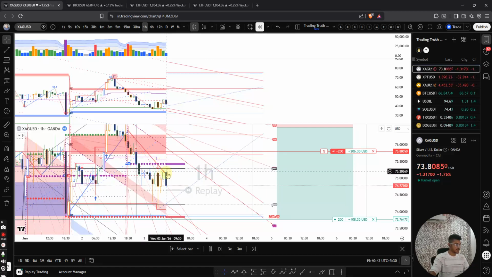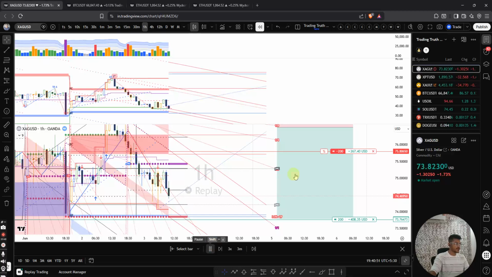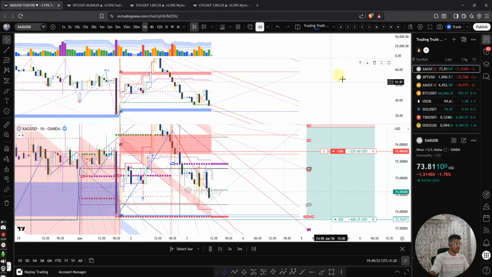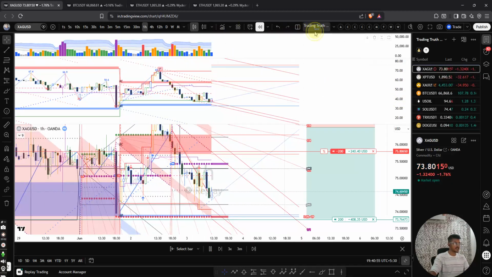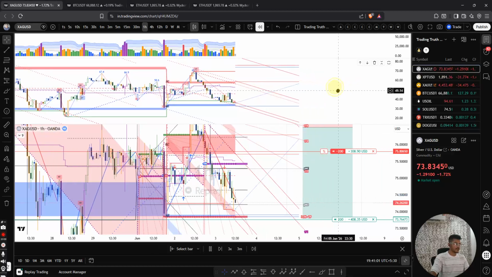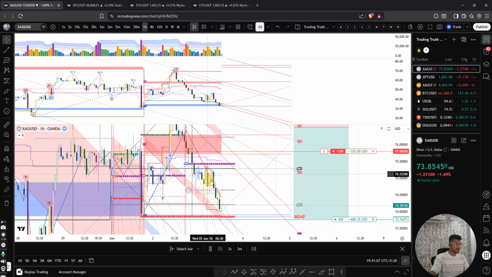Once it breaks that one, where it goes above, and then this resistance was there, so there was another short trade there on this candle. Just look at the RSI, guys, what RSI is doing, and everything will make sense. This one, the Trading Truth Index. Okay, see this resistance holding up really good.